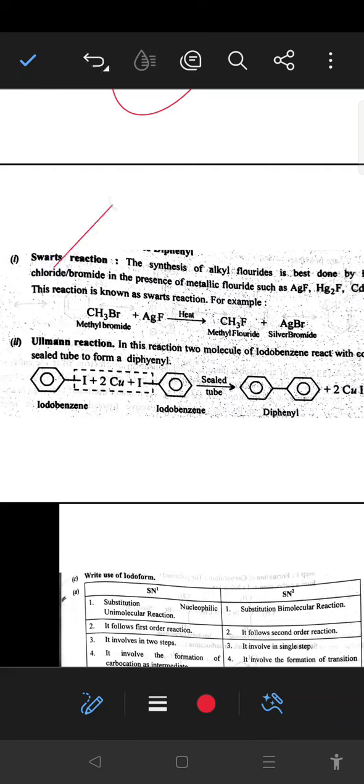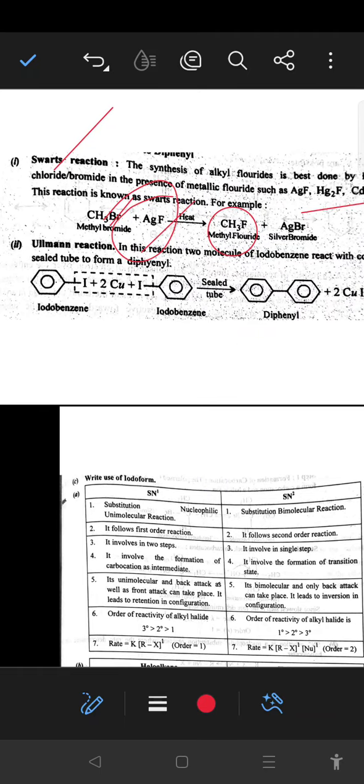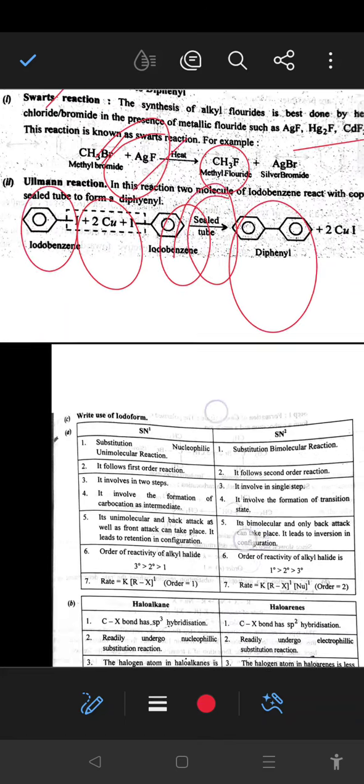In the Swarts reaction, an alkyl halide is converted into alkyl fluoride in the presence of silver fluoride or mercurous fluoride. That gives the Swarts reaction. Fittig-type Ullmann reaction: two molecules of iodobenzene react with copper and give diphenyl.